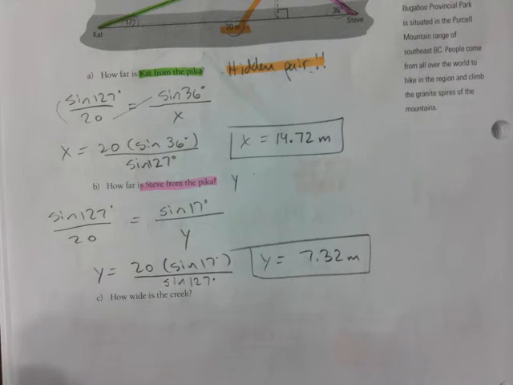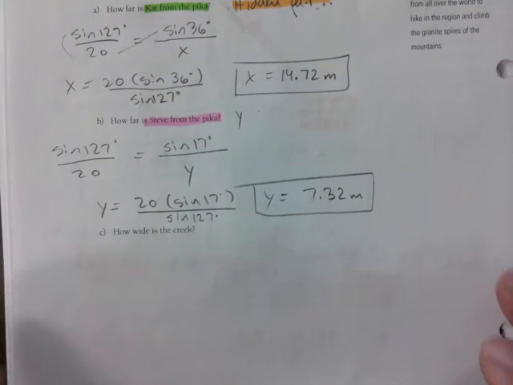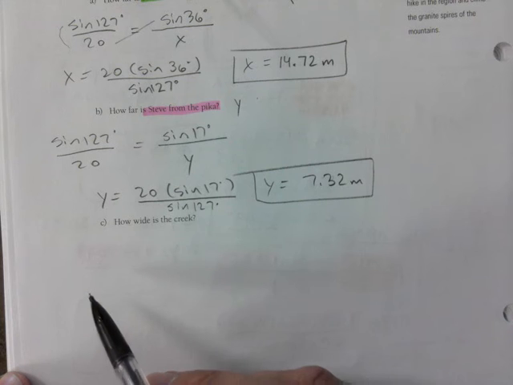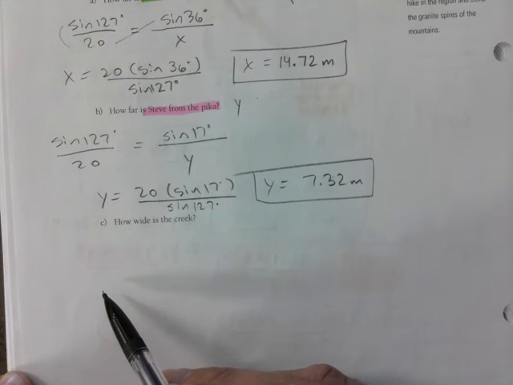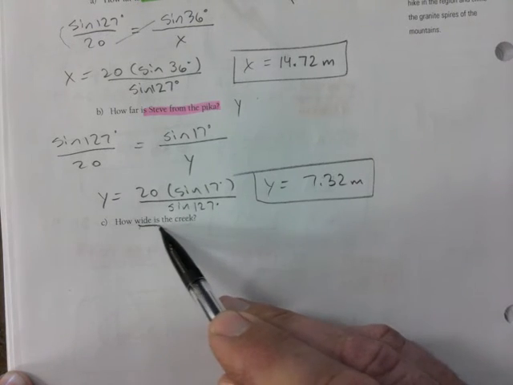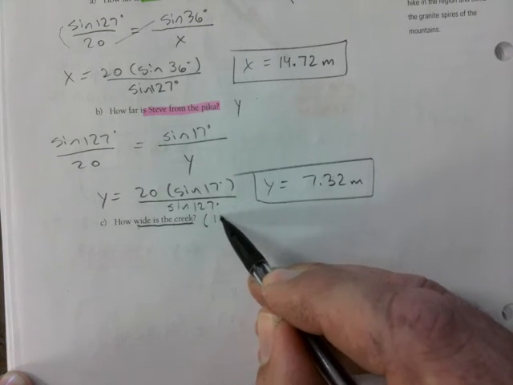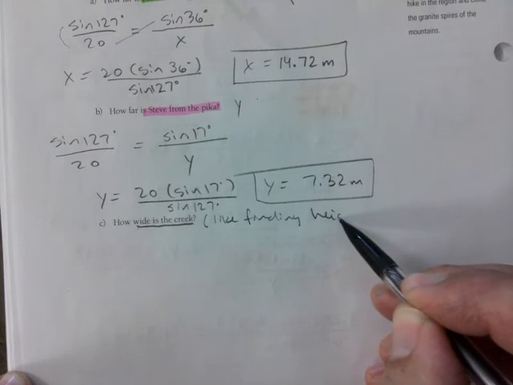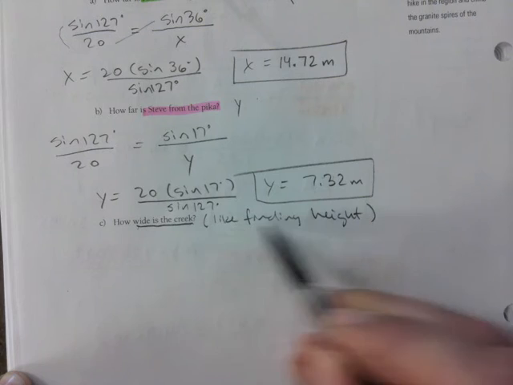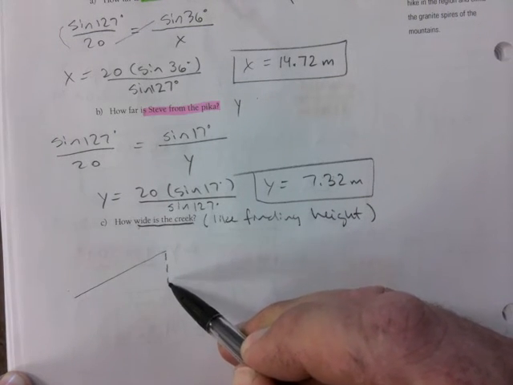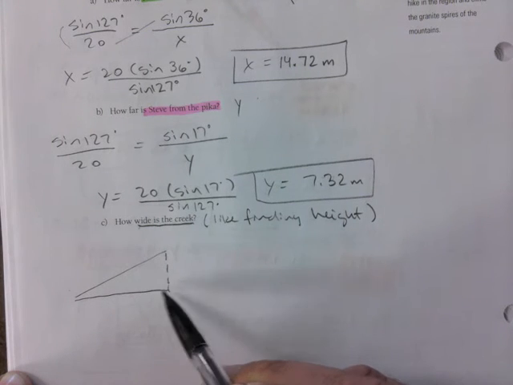Next, this is the grand finale here. I need you to try a couple for tomorrow's AC. I will have one there waiting for you whether I'm here or not. What we're gonna do here, watch. The width of the creek is like finding height. So I'm gonna cut it here and make it a 90.